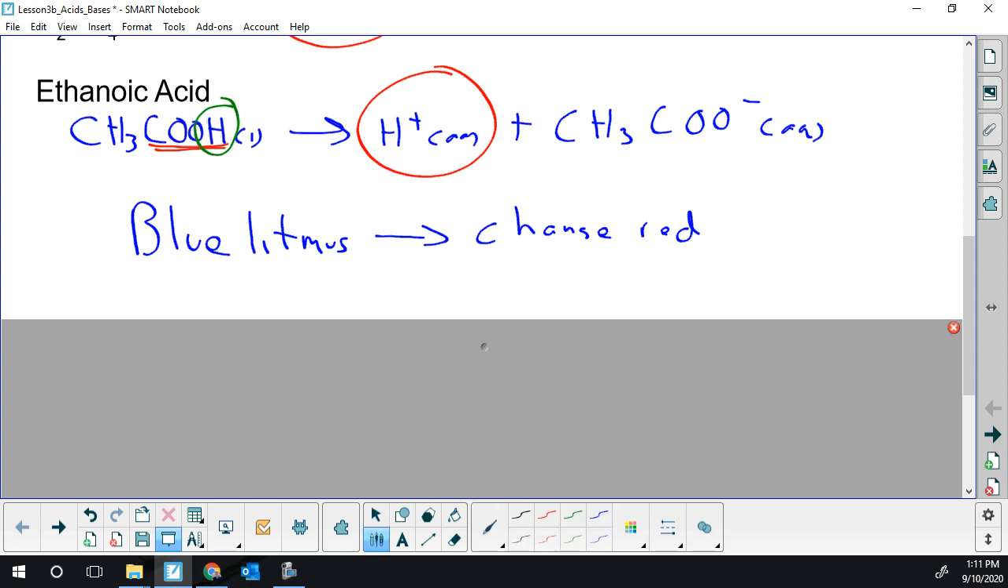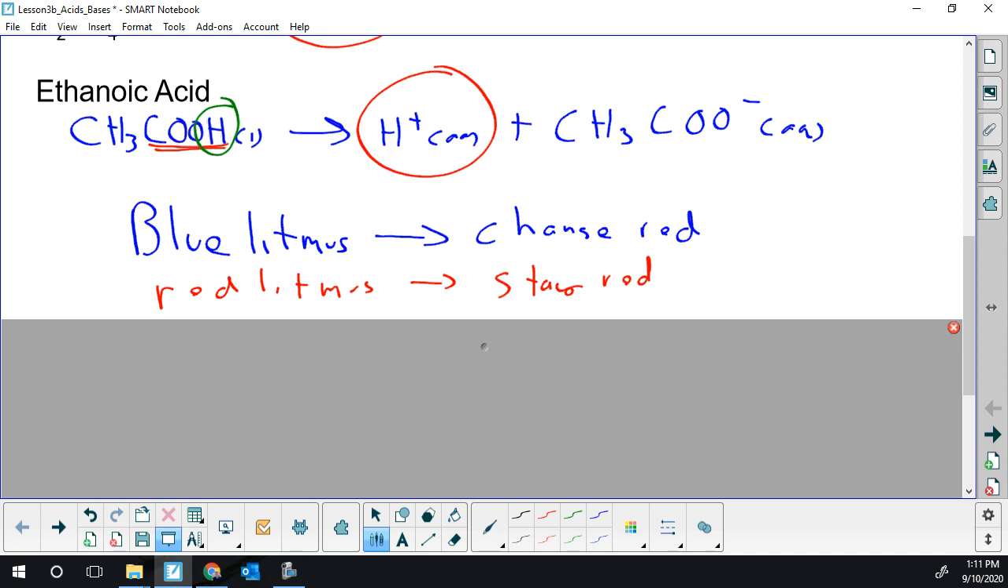Red litmus will stay red in an acid. The main message for students to take away from this is, in an acid, these are going to either turn red or stay red. So think of acids and red, and you'll be okay. There's another sort of mnemonic I'll mention after I talk about the bases. Acids, these papers either stay red or turn red.